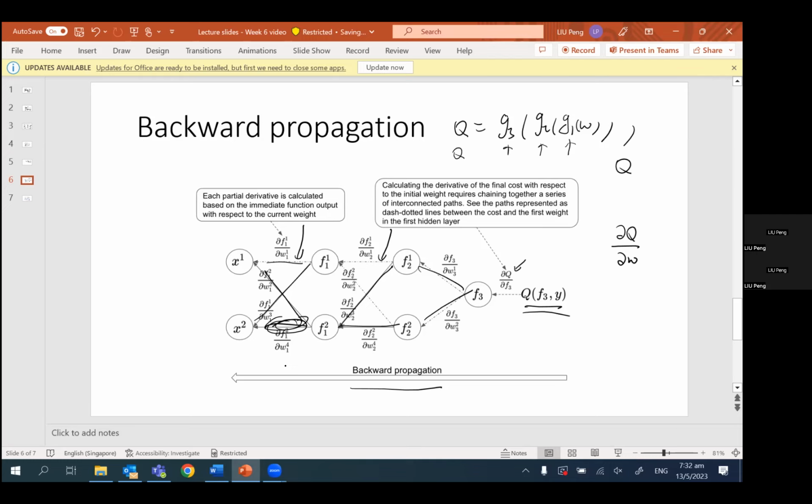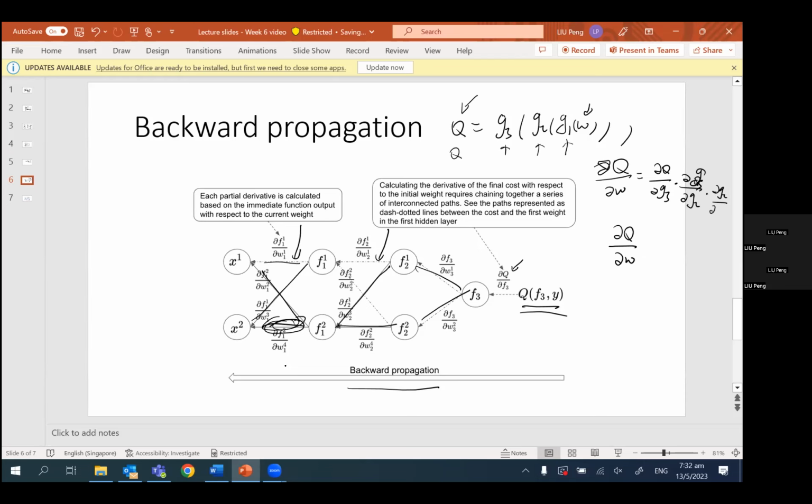Now I want to calculate the derivative of Q with respect to W. This is the output, this is the input. Then we want to use something called the chain rule. We first calculate the derivative with respect to G3, multiply by the derivative with respect to G2, then G2 with respect to G1, then multiply by G1 with respect to W. So finally it's W. This is called the chain rule of differentiation.